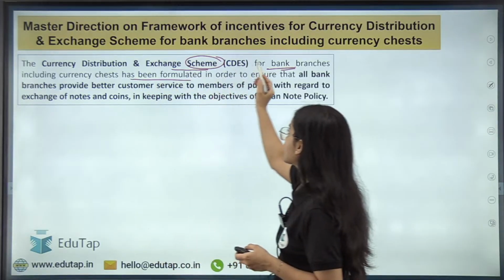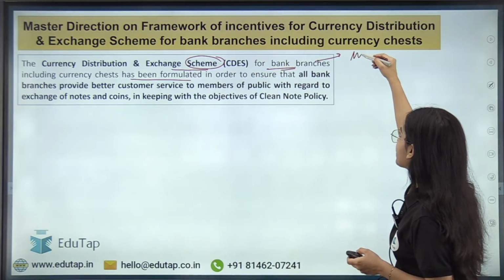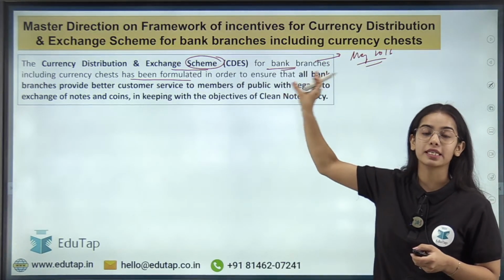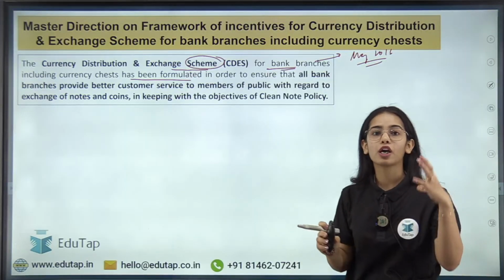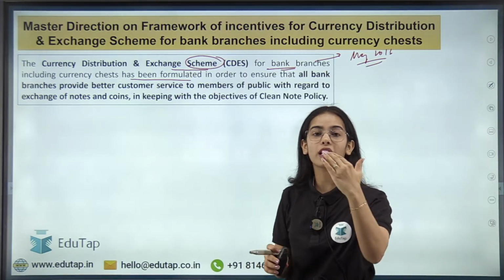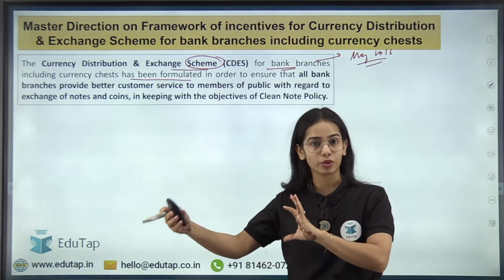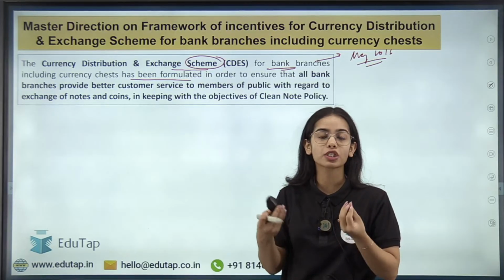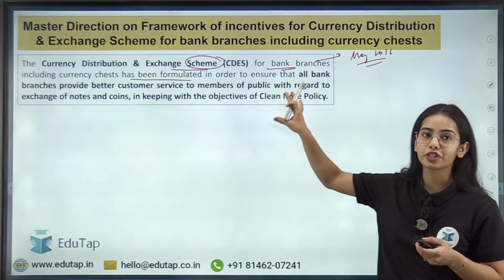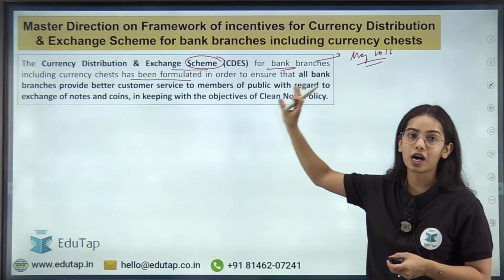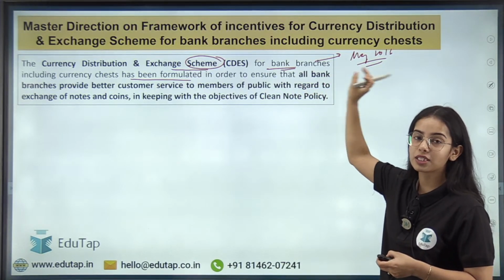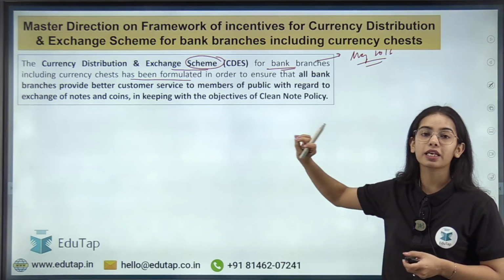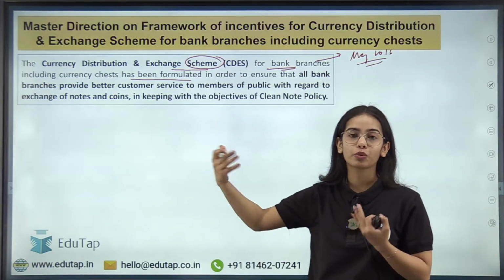This was first notified in May 2016, and in May 2016 the incentives were determined for the different things, that is, what different incentives will be given to the banks. We will discuss the different areas for which the incentives are given. But this is the currency distribution and exchange scheme of the RBI, for the bank branches, first launched in May 2016, and under this scheme incentives are provided to the bank branches.